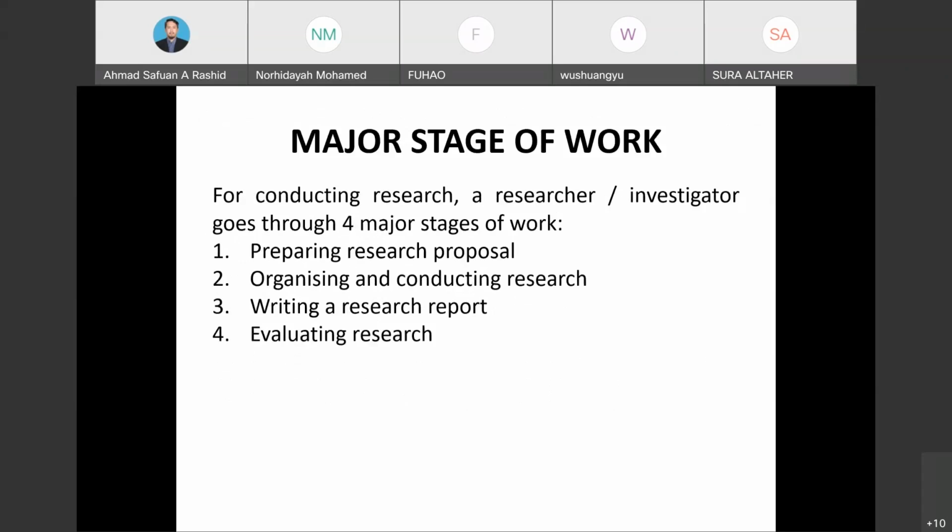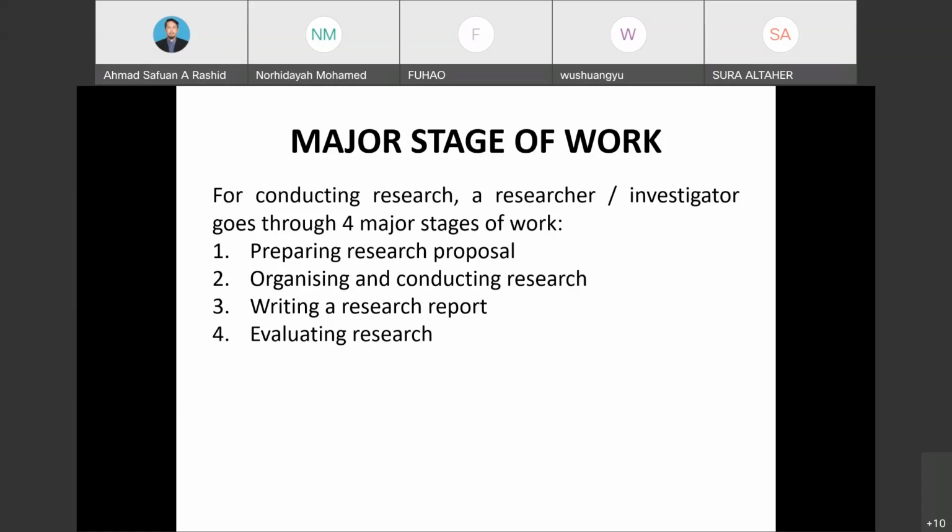Okay. Then we move to another subtopic on the major stages of work. For conducting research, a researcher or investigator goes through four major stages of work: preparing a research proposal, organizing and conducting research, writing a research report, and evaluating research.